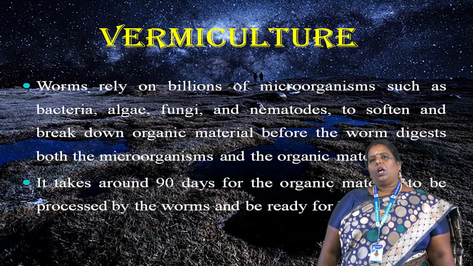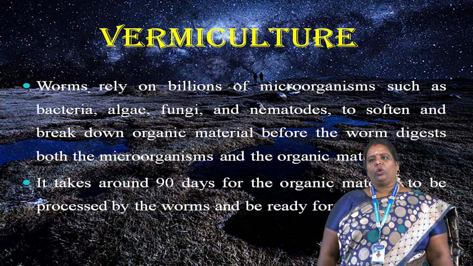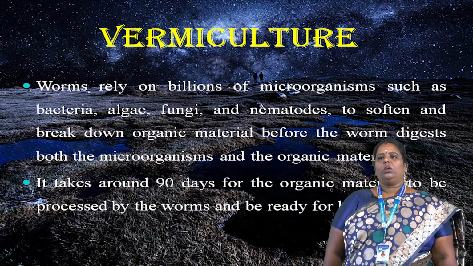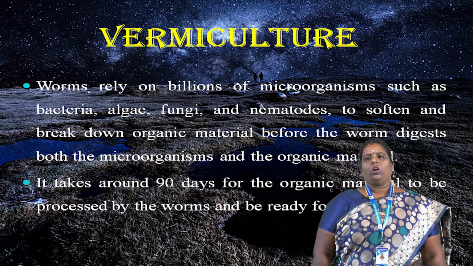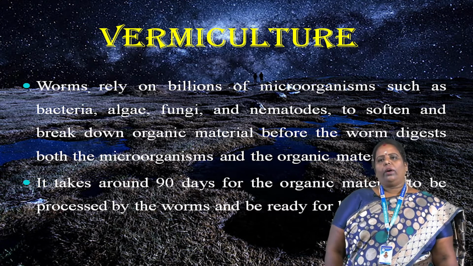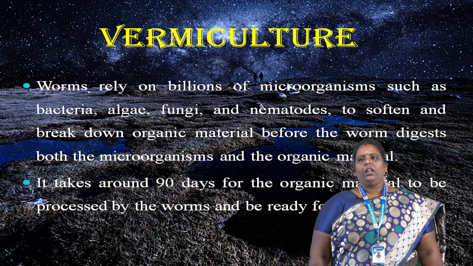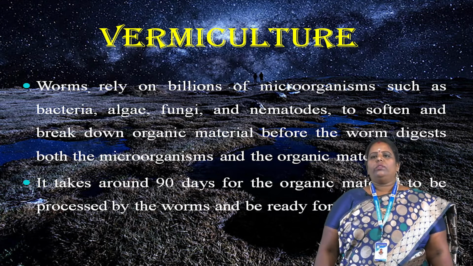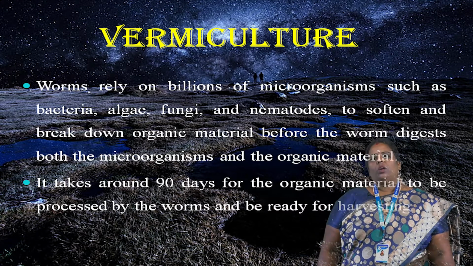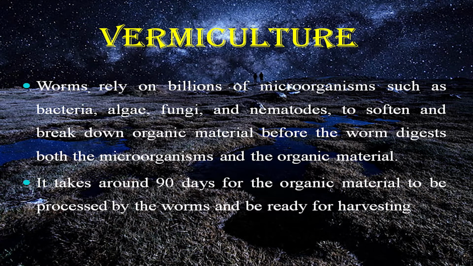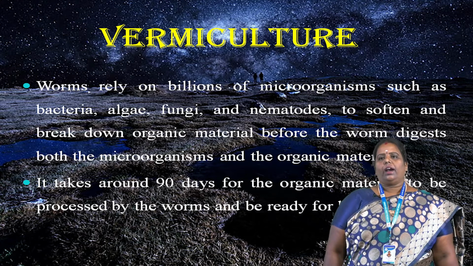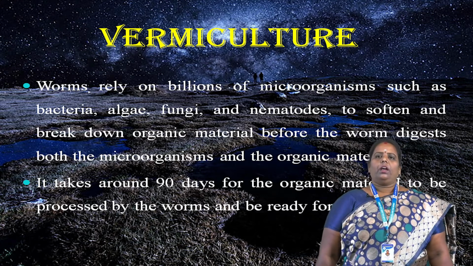Next, worms rely on billions of microorganisms. Microorganisms such as bacteria, algae, fungi and nematodes soften and break down the organic material. Without microorganisms, they cannot break down the material. The worm digests both microorganisms and organic matter, using some enzymes. It takes around 90 days for the organic material to be processed by the worms and be ready for harvesting. After harvesting, we have to do the next work with another young batch, another bed formation.